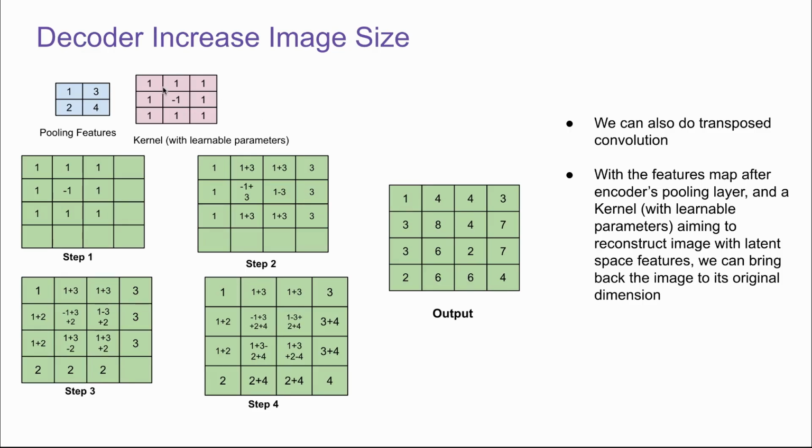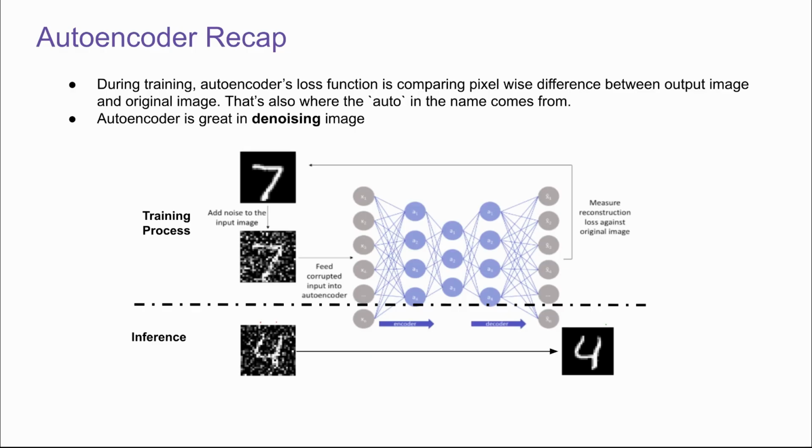And with the learnable parameters in the kernel, we should be able to reconstruct the original image or reconstruct some patterns with the kernel. With the feature map after encoding its pooling layer, and a kernel with learnable parameters aiming to reconstruct the image with latent space features, we can bring the image back to its original dimension. Now we have gone through the encoder and decoder architecture of AutoEncoder.